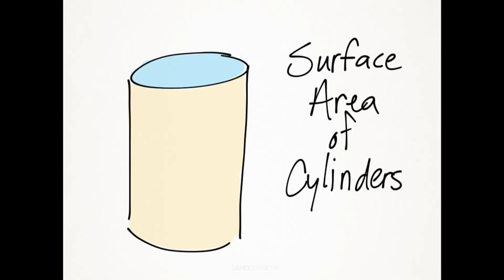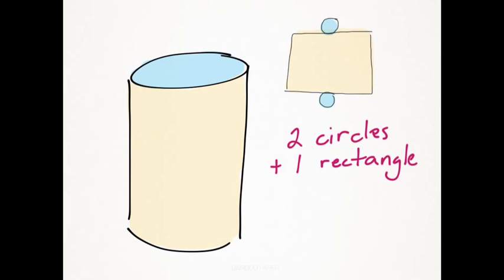In this video, we're talking about surface area of cylinders. Now, with the surface area of a cylinder, you're actually looking for three different measurements, or three different areas. Two circles, which are going to be the same, and one rectangle.